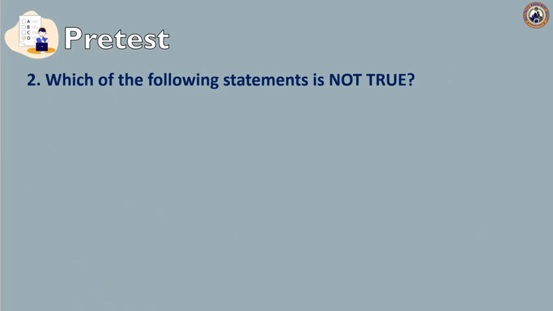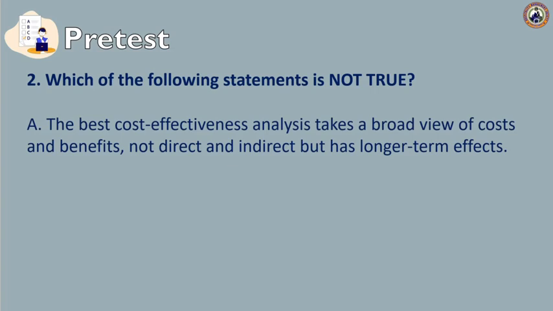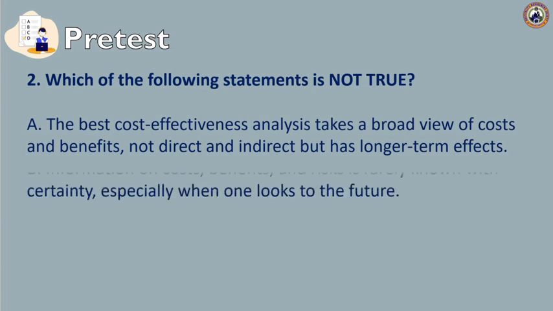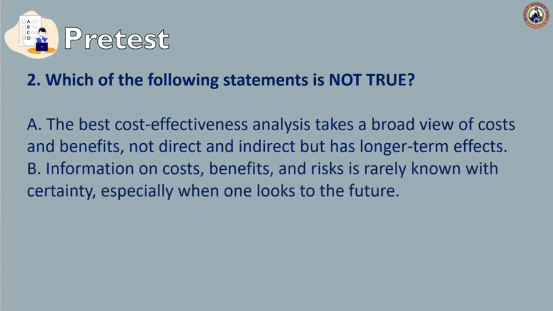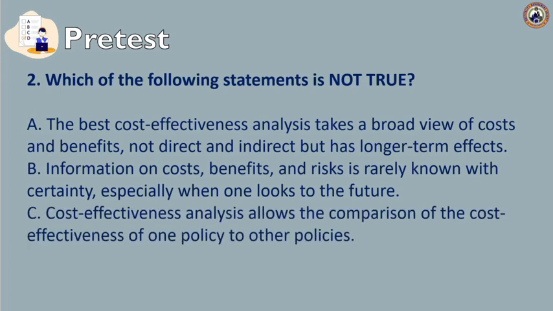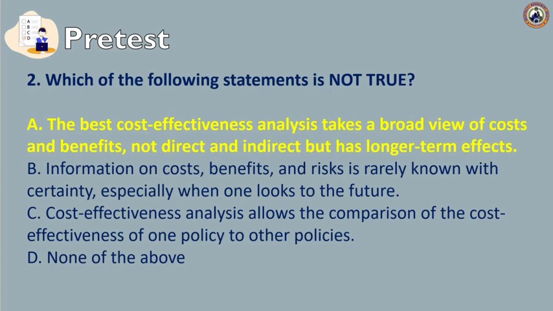Question number 2, which of the following statements is not true? A. The best cost effectiveness analysis takes a broad view of cost and benefits, not direct and indirect, but has longer term effects. Letter B. Information on cost, benefits, and risk is rarely known with certainty, especially when one looks to the future. Or C. Cost effectiveness analysis allows the comparison of the cost effectiveness of one policy to another policy. Or letter D, none of the above. The answer for question number 2 is letter A. The best cost effectiveness analysis takes a broad view of cost and benefits, not direct or indirect, but has longer term effects. So B and C are true statements.